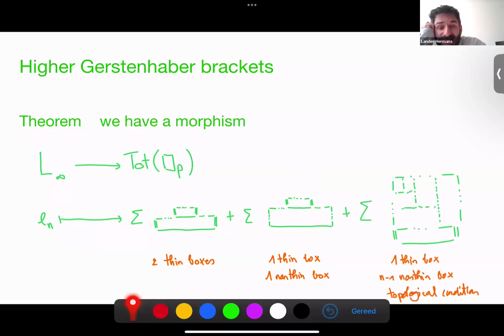So what do we do? We add up all the stackings which consist of exactly 1 thin box at the bottom and all non-thin boxes at the top. To make this work, we also need to add a topological condition, and this topological condition states that the horizontal composition in that direction should be connected. That's the only condition we add. And it's very fascinating that this calculus of stackings always induces this L infinity structure. As a result, every box operad's totalization induces an L infinity algebra.